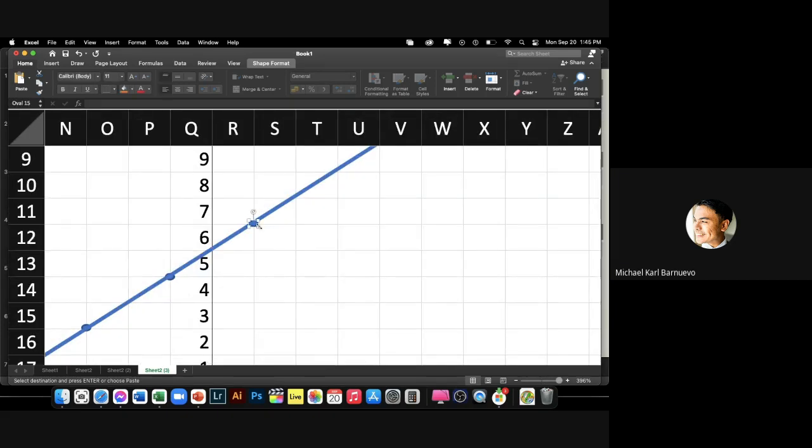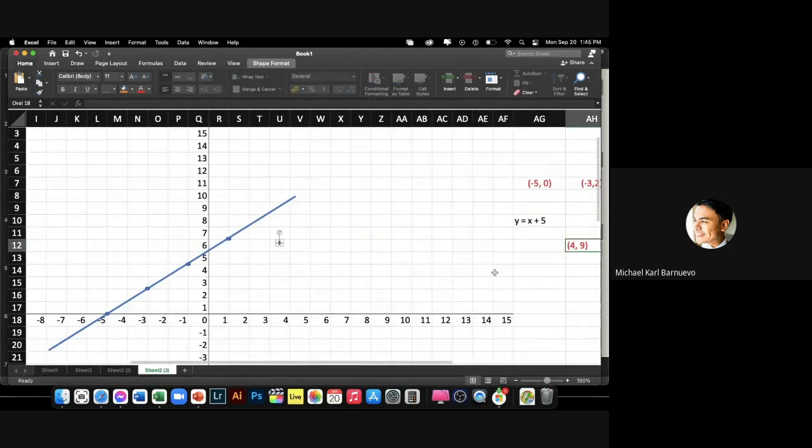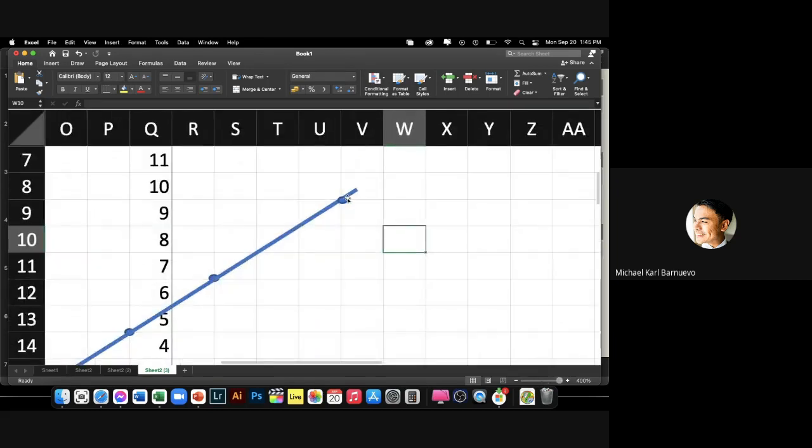Copy lang natin yung ating dot. Okay. X is 4. Ayan. So, dito 9. As you can see, dito pa rin siya sa ating line. Okay? Ayan. Nandun pa rin po siya sa 9.